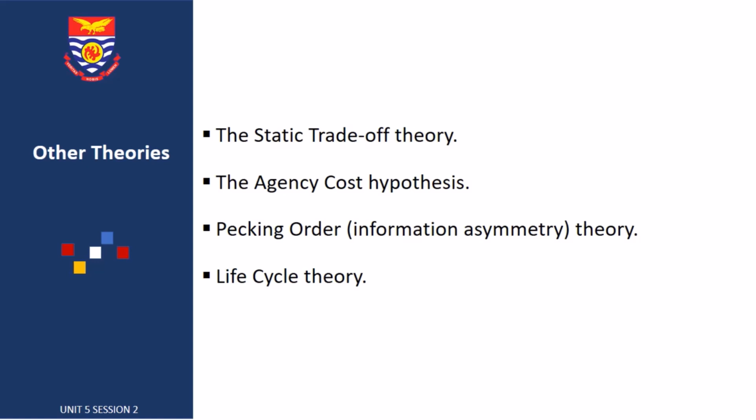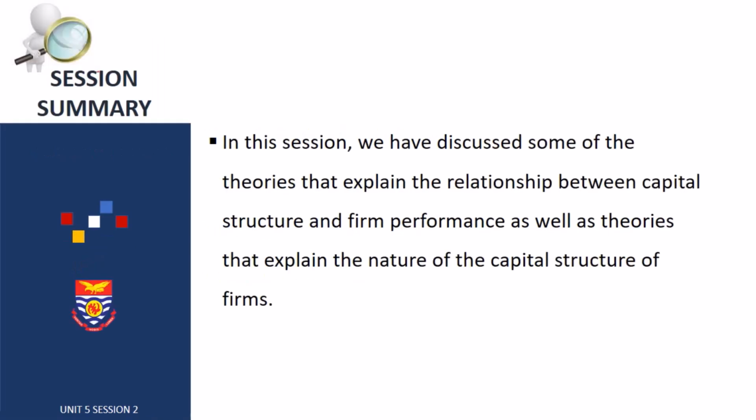So there are other theories that you may have to look at. We have the static trade-off theory, the agency cost hypothesis theory, the pecking order, that is the information asymmetry theory. Right, so kindly read on these other theories that are available. In this session we have discussed some of the theories, and the explanation of the relationship that exists between the capital structure and the firm's performance, as well as some of the theories that explain the nature of the capital structure of the firm.